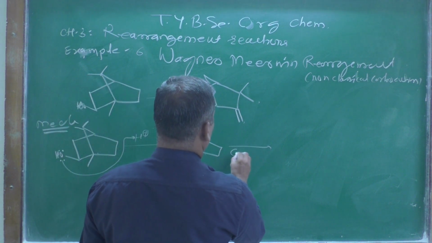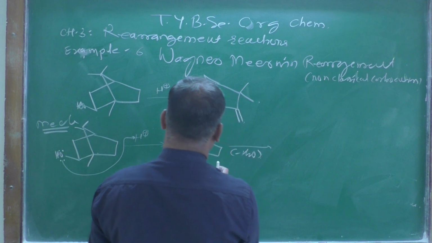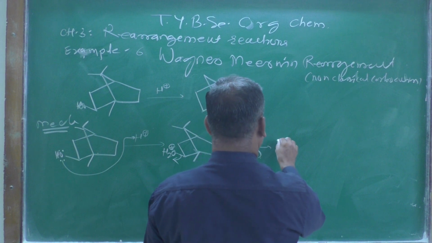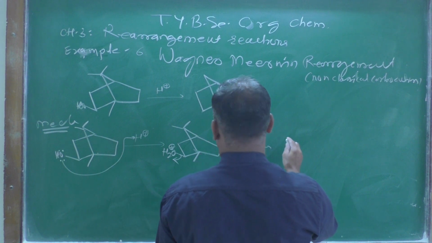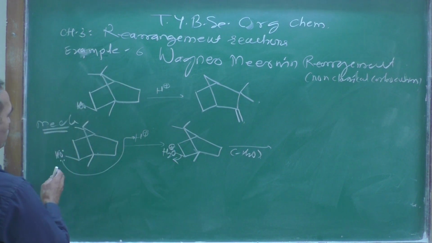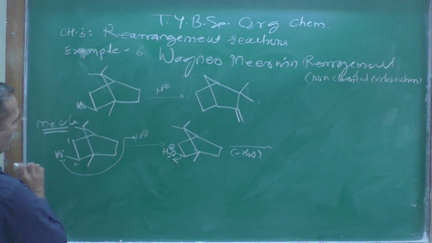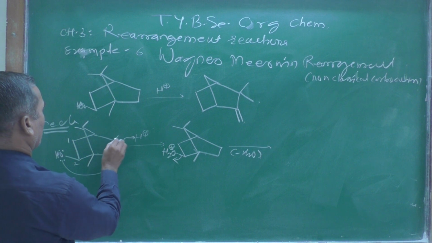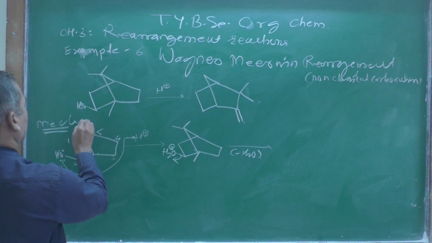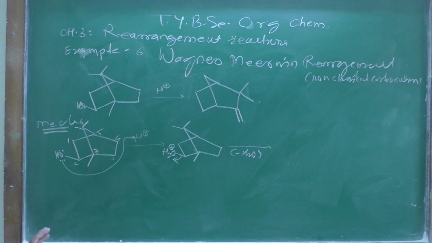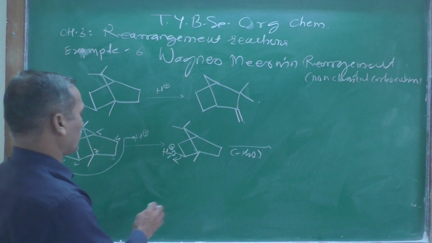Then after losing H2O, this carbocation means this bond gets migrated. So I am showing here the intermediate that is formed over there. Now there is a numbering system generally followed here: 1, then you can go 2, then 3, then 4, 5, 6 and 7. Generally this numbering system is followed over here.